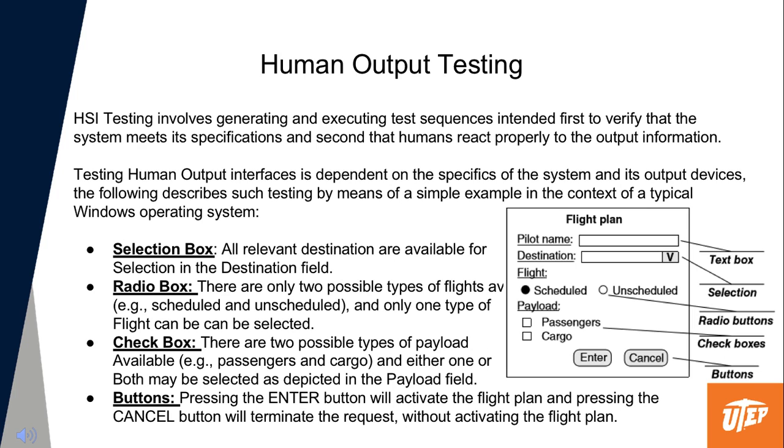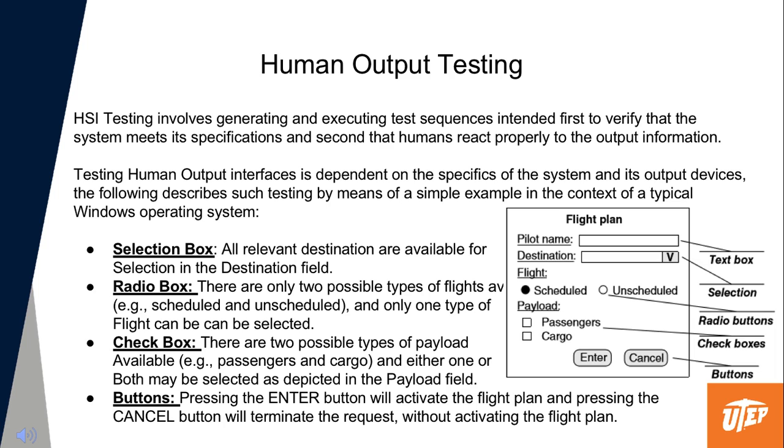Human output testing. HSI testing involves generating and executing test sequences intended first to verify that the system meets the specifications and second that humans react properly to the output information. Testing human output interfaces is dependent on the specifics of the system and its output devices. The following describes such testing by means of a simple example in the context of a typical Windows operating system.